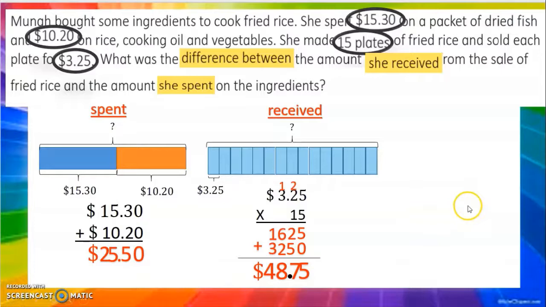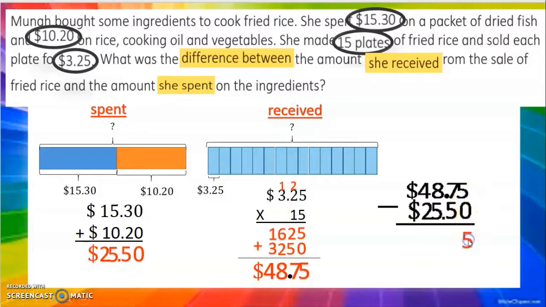So how to find the difference? Yes, we're going to minus. So 5 minus 0 is 5. 7 minus 5 is 2. Copy the point. 8 minus 5 is 3. 4 minus 2 is 2. So we have $23.25.